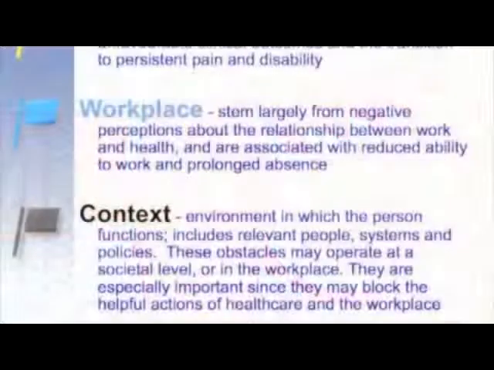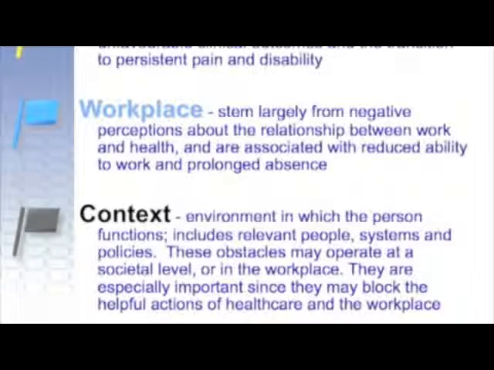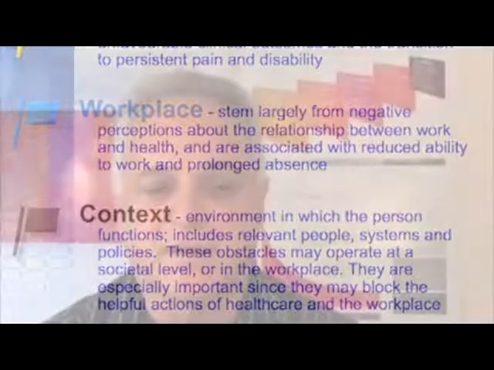The context is the environment in which we all function. It includes relevant people to us. It could be a spouse, it could be friends, it could be co-workers, it could be teammates, colleagues, etc. But it also includes the systems that might operate both in our society and at work, and the policies. So these obstacles can operate at a societal level or in the workplace. They're especially important since they may block those helpful actions of healthcare and the workplace.